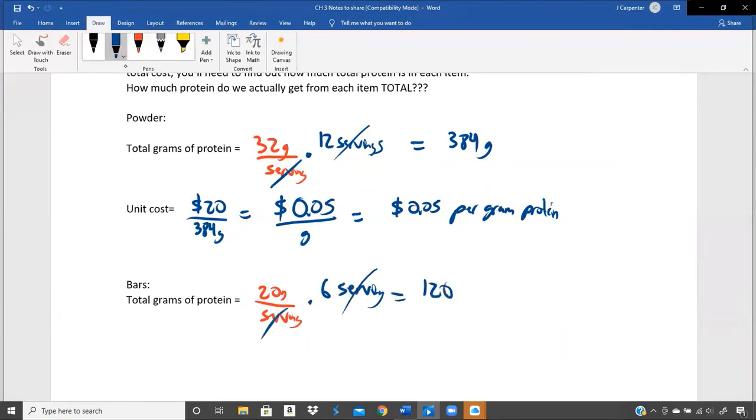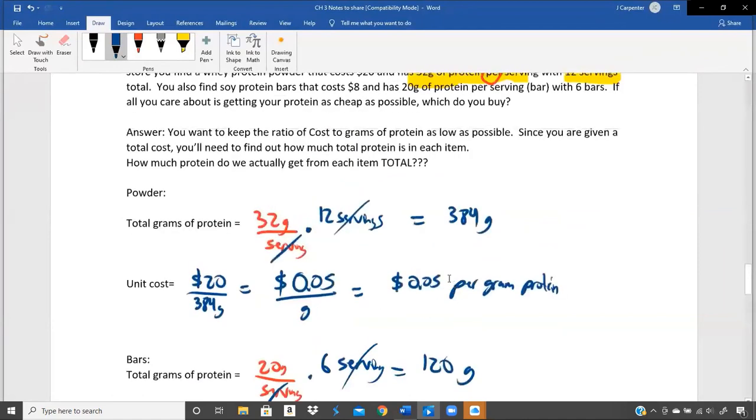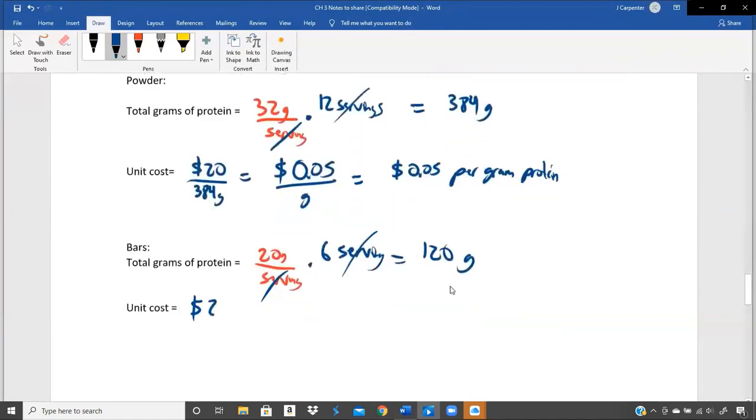Not going to pull out the calculator for that. The only units you have left are your grams. If you had 20 grams per bar, 20, 40, 60, 80, 100, 120. The answer makes sense. Giving us a unit cost of, how much did we pay for the bars? I think it was 8. Let me confirm. Yes, it was $8. That was the total cost.